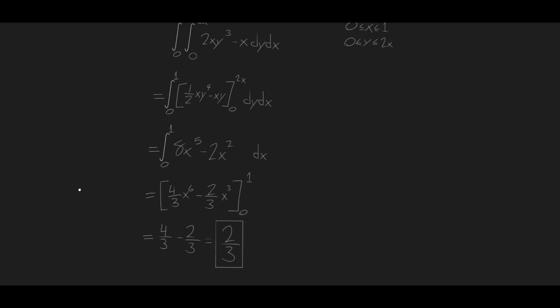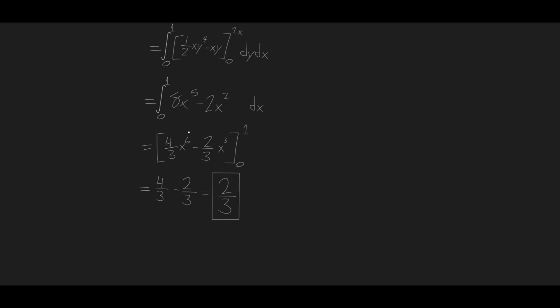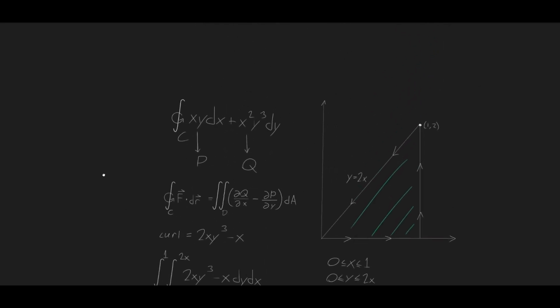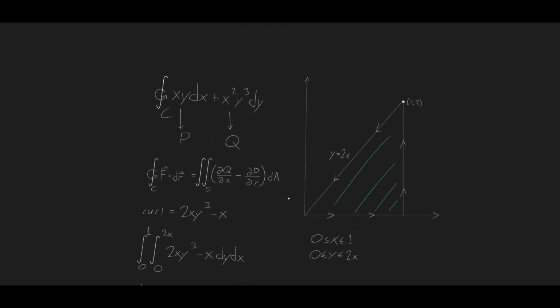And then we finally do the last integral, and we get 4 over 3 x to the 6th minus 2 over 3 x to the 3rd from 0 to 1. And that's just 4 over 3 minus 2 over 3, or 2 over 3. And that's going to be our final answer. So the circulation of F will be 2 over 3.